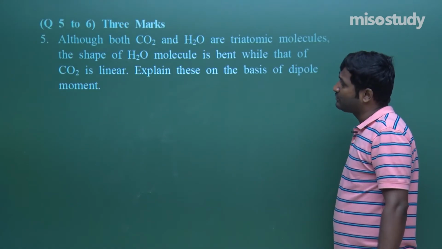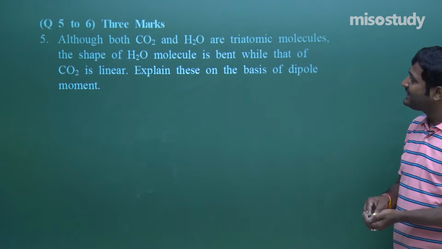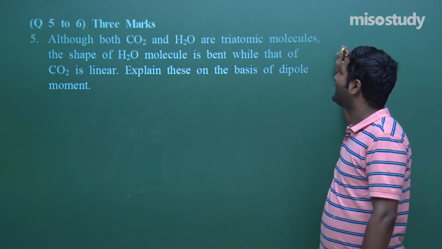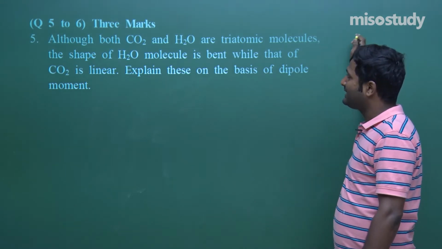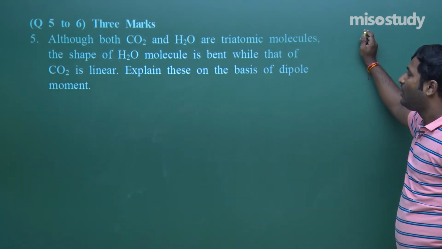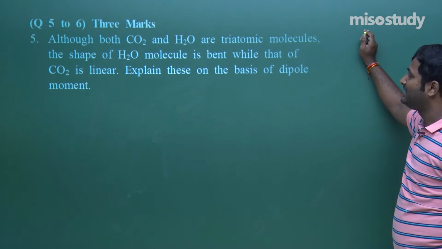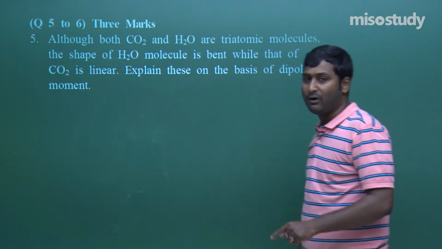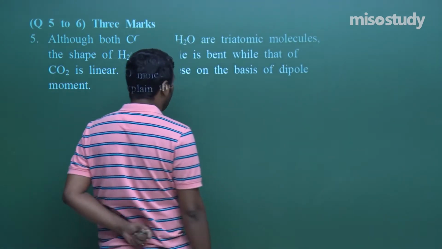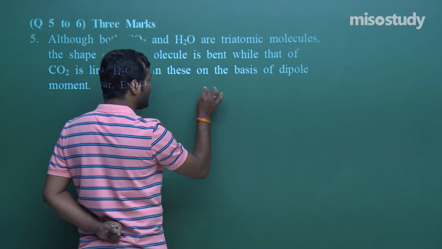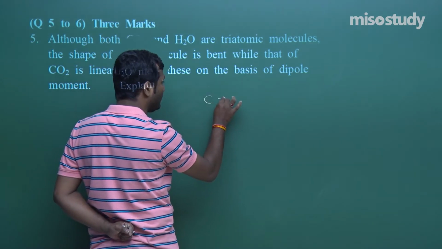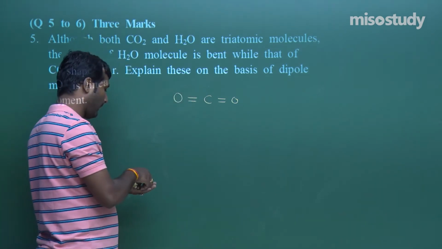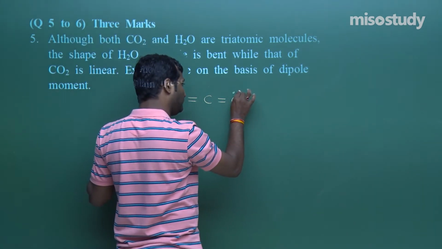The next question is question number 5, a 3 marks question. Although CO2 and H2O are triatomic molecules, the shape of the H2O molecule is bent while that of CO2 is linear. Explain this on the basis of dipole moment. First of all, as I told you, if I draw the structure of CO2, what do we observe? This is the structure of CO2. Am I right? Listen carefully.